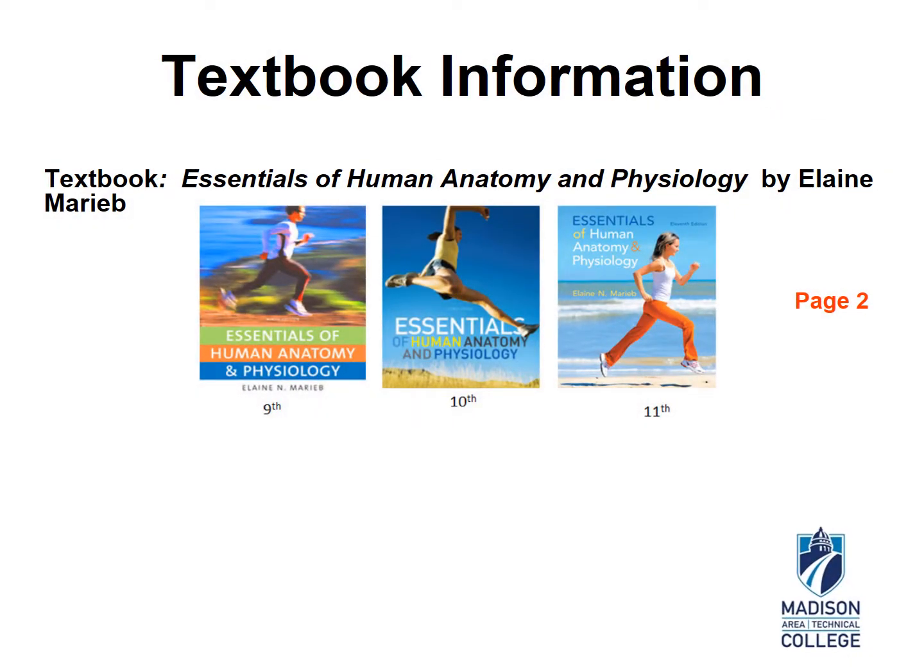Your textbook is Essentials of Human Anatomy and Physiology by Elaine Marieb. The current edition is the 11th edition shown here on the right. However, there is very little difference between the current edition and the previous editions. The current edition is only available new, so to save money, if you want to purchase the earlier editions used, that's just fine. Very little difference in terms of content between the three editions.